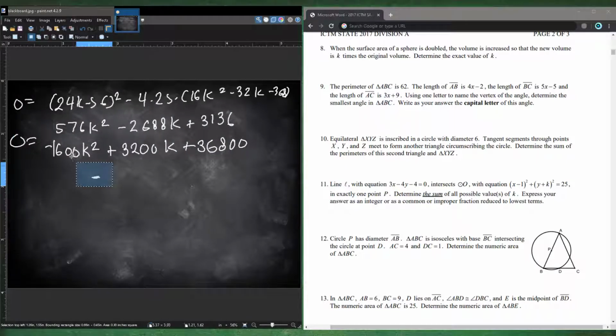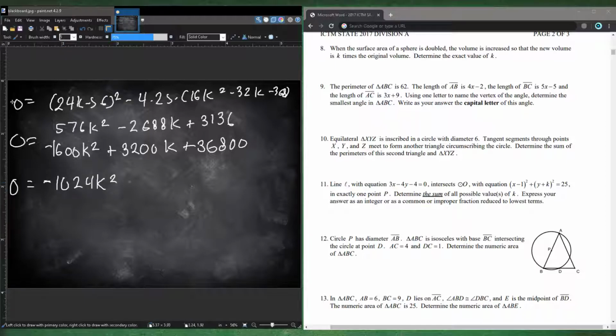So let's delete that part. Okay, so that means 0 equals, subtracted, negative 1024k squared minus 512k, then plus 39936. Everything seems to be divisible by 512. I'm not sure about the last number, but you can always use your calculator to check. So divide everything by negative 512.